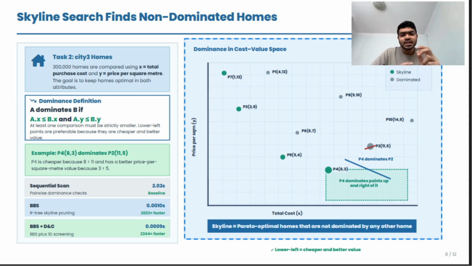The naive approach is comparing every pair of homes. With 300k homes, that is roughly 45 billion comparisons, and the sequential scan took 2.02 seconds. I need to eliminate most of these comparisons intelligently.